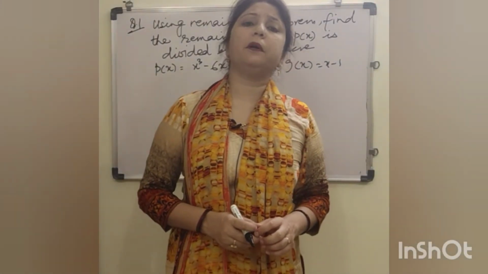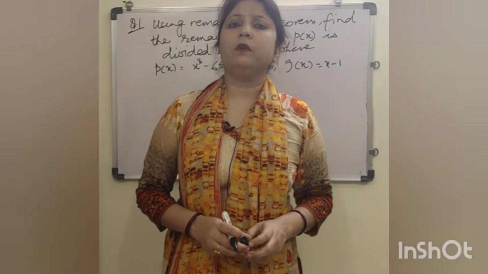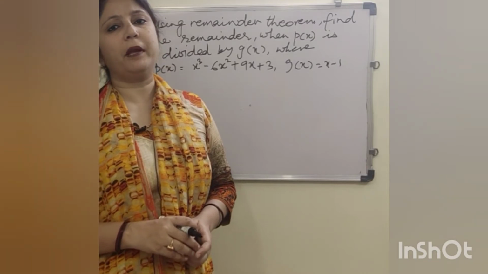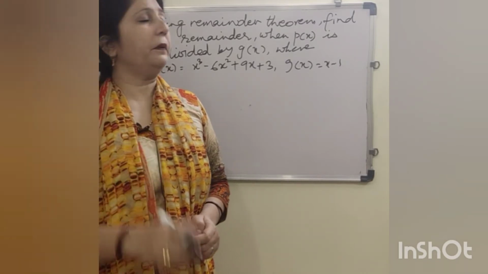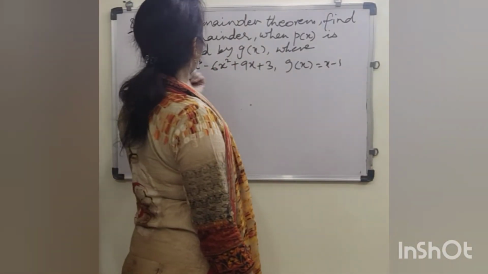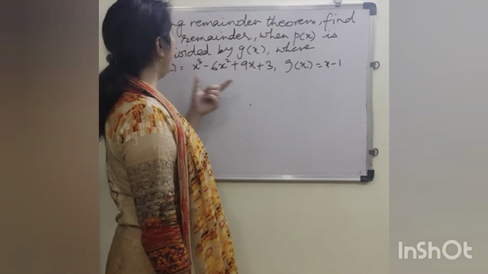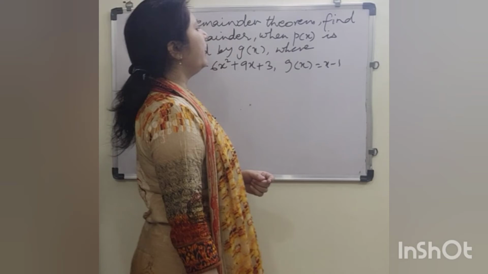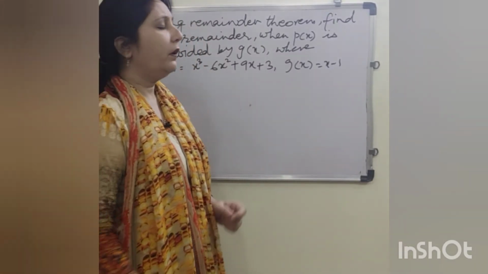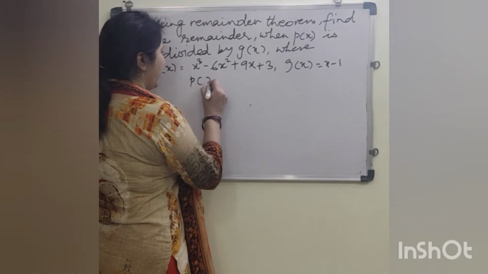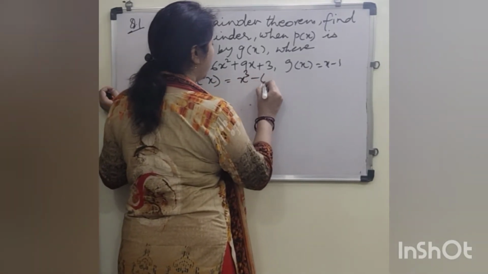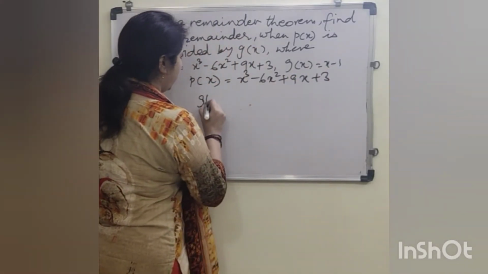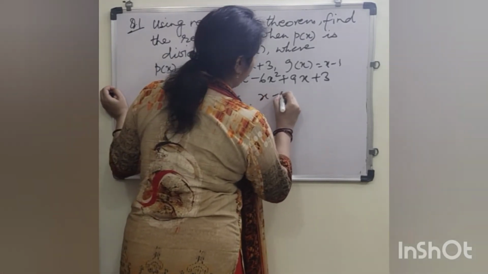Now here I have taken up a question related to the remainder theorem so that you will be able to learn how we use the remainder theorem in algebra questions. Using the remainder theorem, find the remainder when p(x) and g(x) are given to you. Your p(x) is x cube minus 6x square plus 9x plus 3 and g(x) is x minus 1. Children, first of all you write your given polynomial p(x), x cube minus 6x square plus 9x plus 3. Your g(x) is equal to x minus 1.